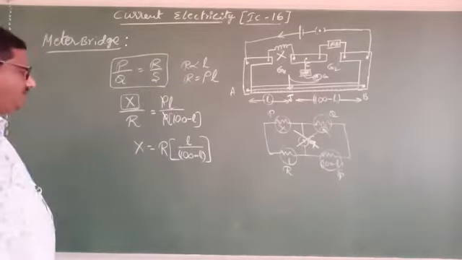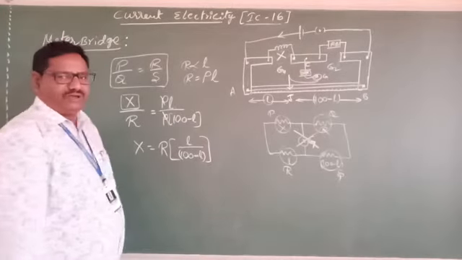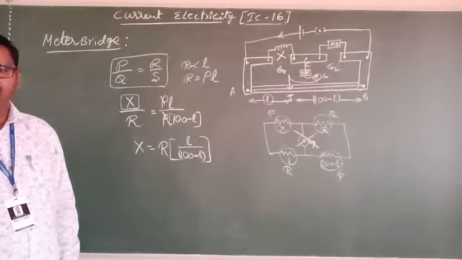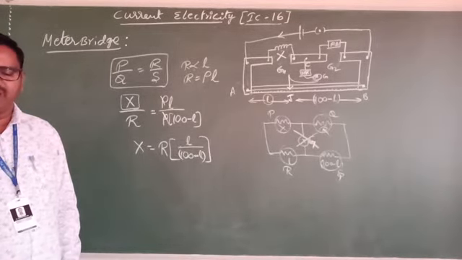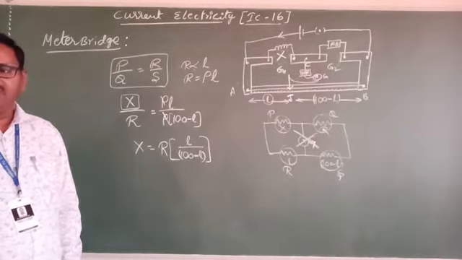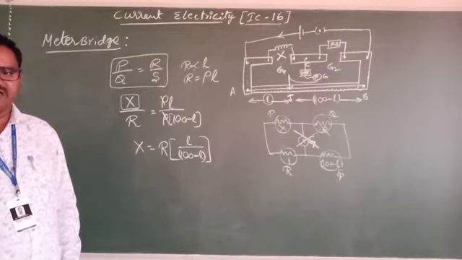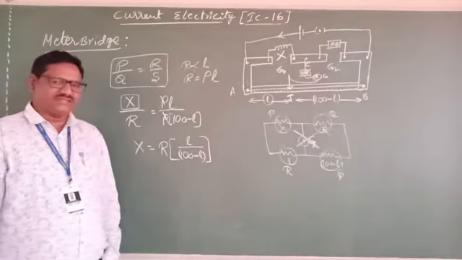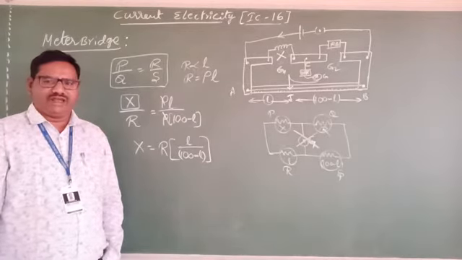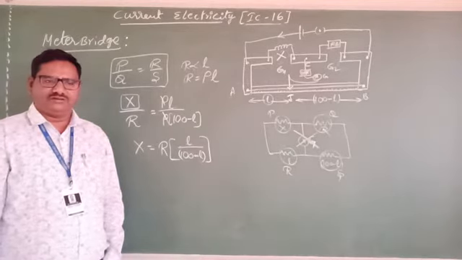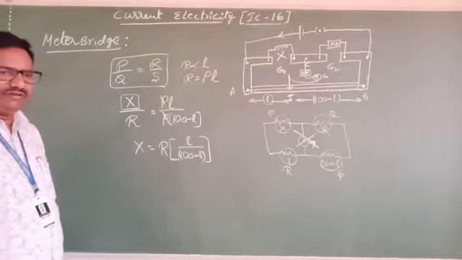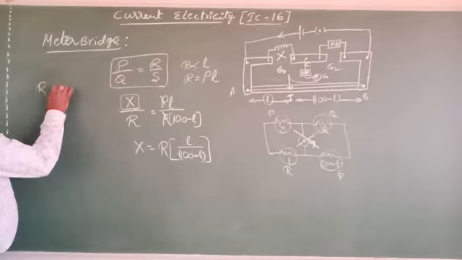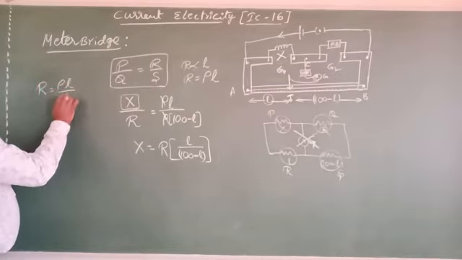Very simple. Similarly, by using this meter bridge experiment, we can measure one more thing, that is, find the specific resistance of the wire. How can you measure it? Very simple. Already we know that R equals rho L by A.